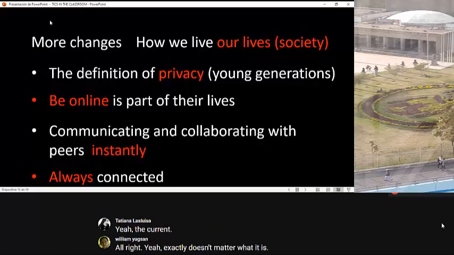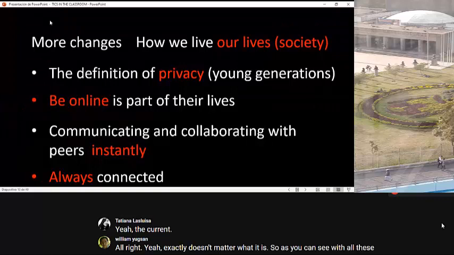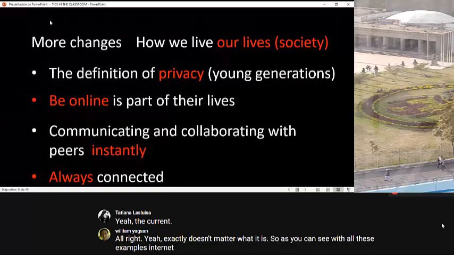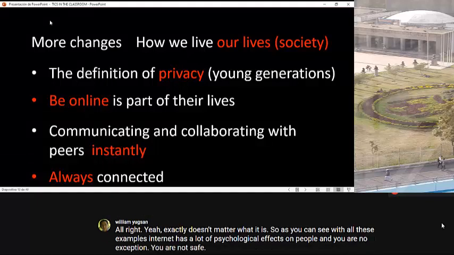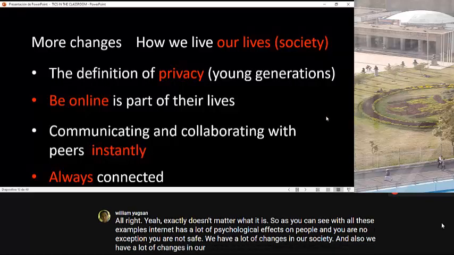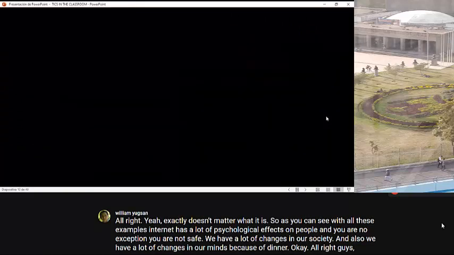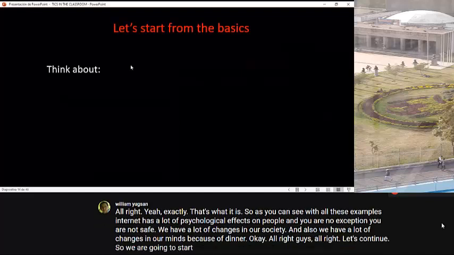So as you can see, with all these examples, internet has a lot of psychological effects on people. And you are no exception. We have a lot of changes in our society, and also we have a lot of changes in our minds because of technology. Okay, all right, guys. Let's continue. So we are going to start from the basics.